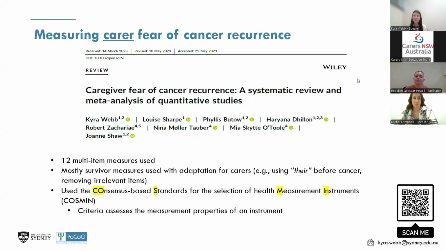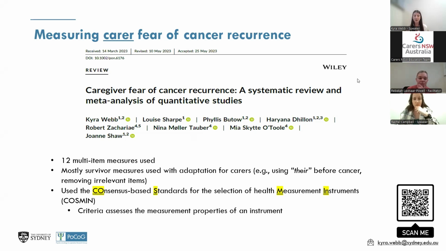And now switching to looking at carer fear of recurrence. So we know that carers experience fears and worries about their loved one's cancer coming back or progressing. And when I started my PhD, a first step for us was understanding, okay, what levels of fear of recurrence do carers experience, and how are we measuring this?